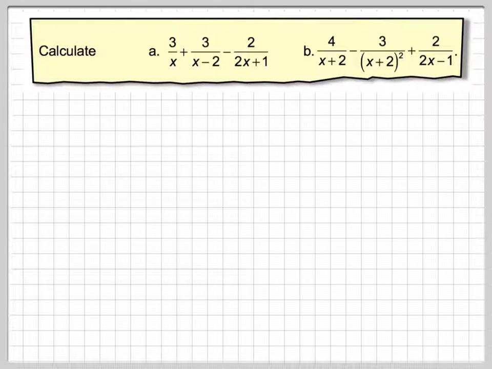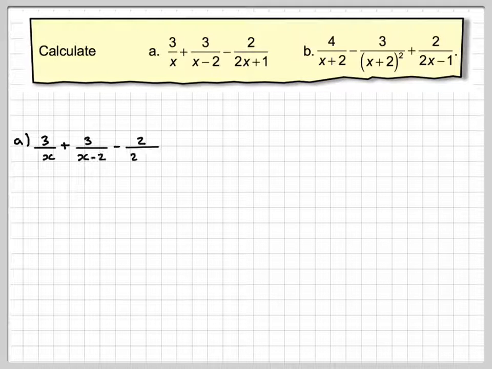Right, when we come to splitting fractions into partial fractions, we will have cases where we have three linear factors. So let's just have a look at the reverse process, which is to calculate 3 over x plus 3 over x minus 2 over 2x plus 1. And we'll deal with this one in a minute.